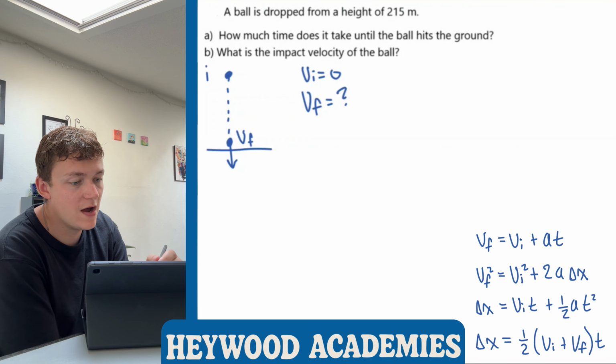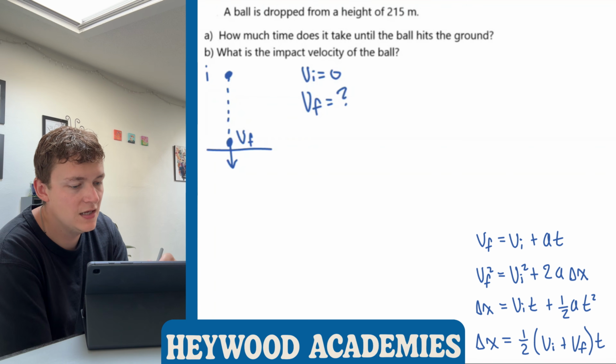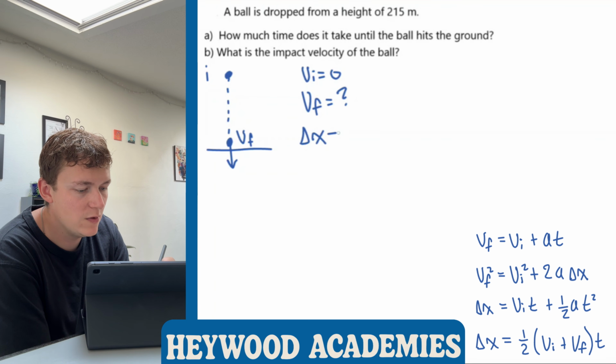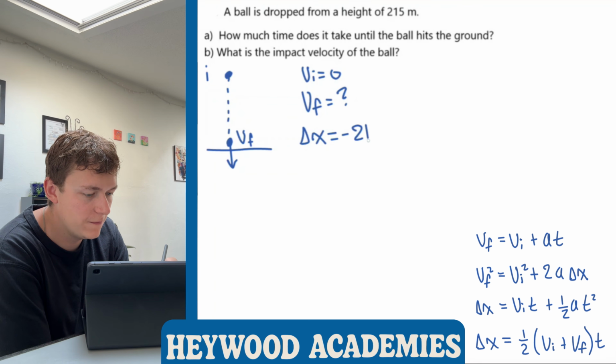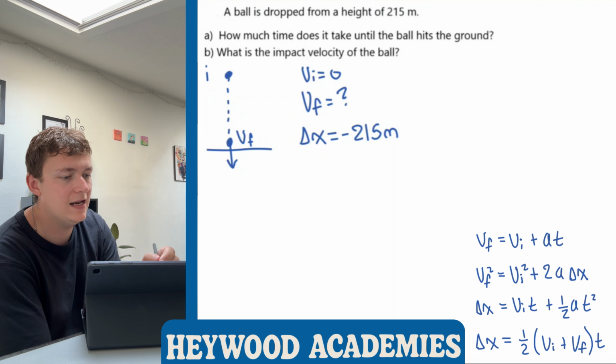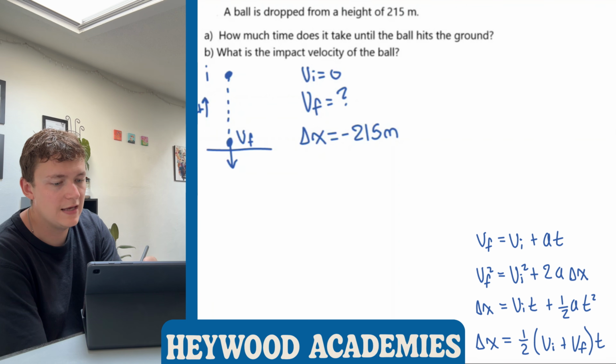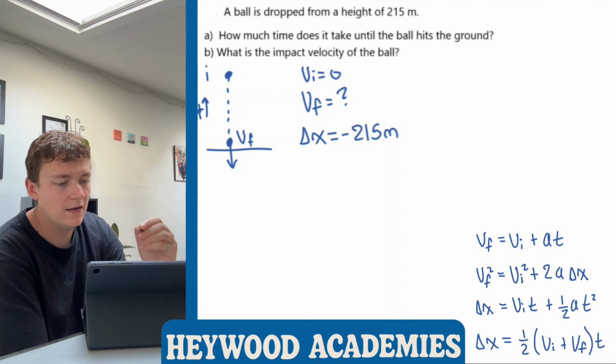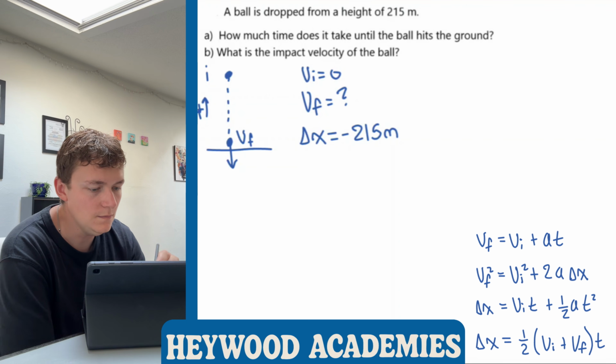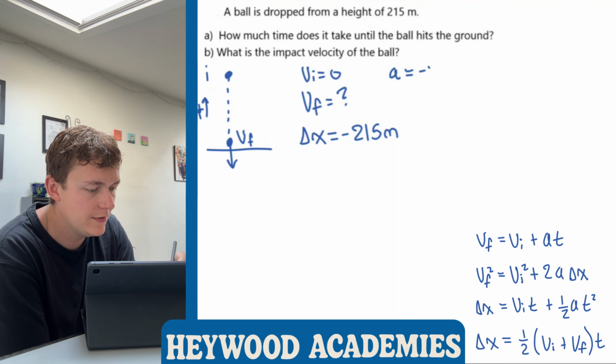It was said that it was dropped from a height of 215 meters. So our displacement, we would say we were going down by 215. That's one that you've got to be a little bit careful of because they didn't put a negative in the question, but because we're saying that up is positive, then we've got to put that negative in there to make that work out. We also know our acceleration again is negative 9.8 meters per second squared.